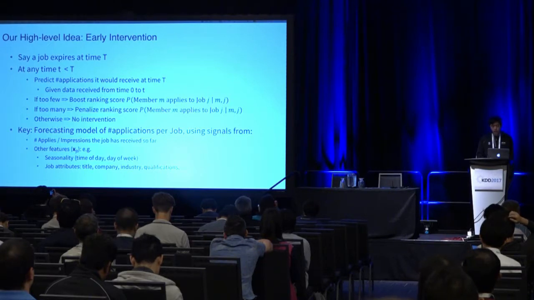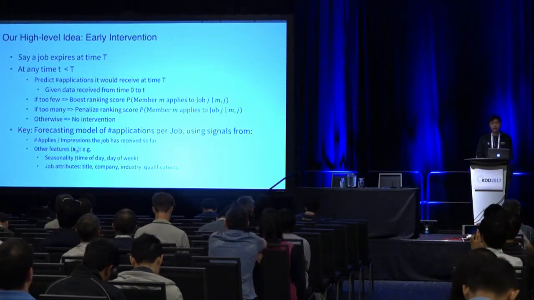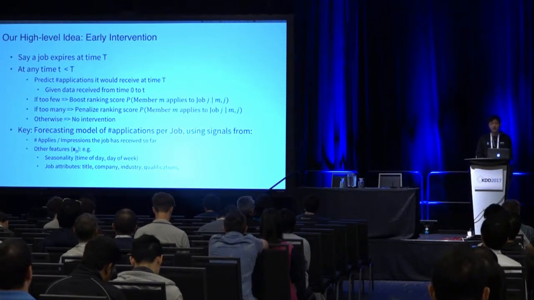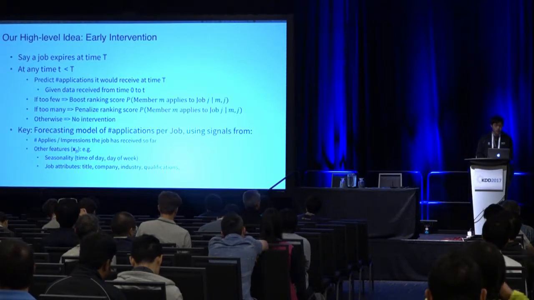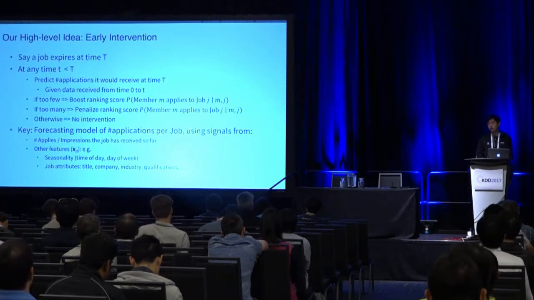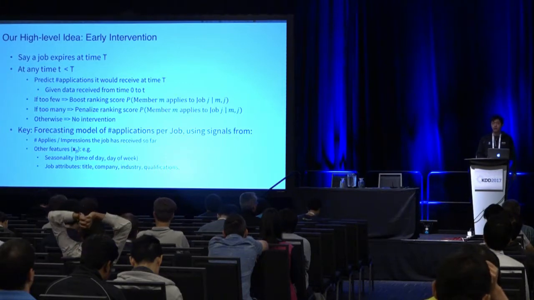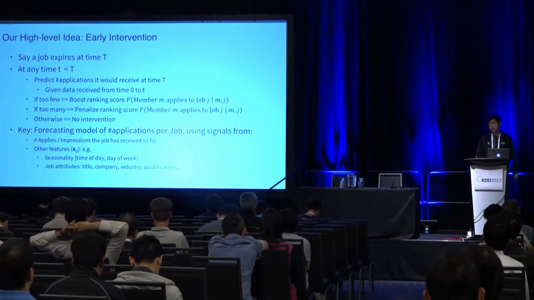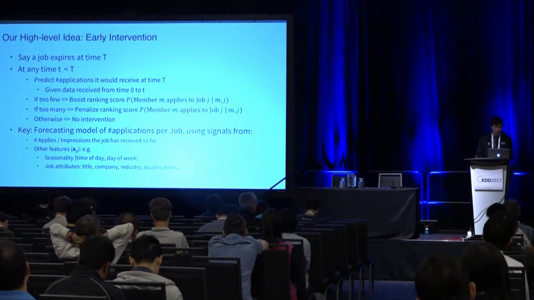First of all, what are the signals that we can use? Of course, we can use the number of applies and impressions a job has received so far. That is most likely the most useful signal that we can have. On the other hand, what happens if you have a cold start on day 1? You don't have anything. Then you can still do something. There is also seasonality, for example features such as time of day or day of week that we can use. The cold start part comes from the job attributes. Maybe different titles and different companies may have different patterns of how they receive impressions or applications over the 30 days period. So that's a feature that we can also leverage. That is the high-level idea.